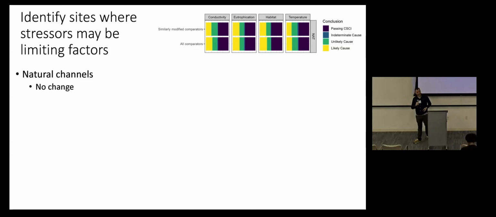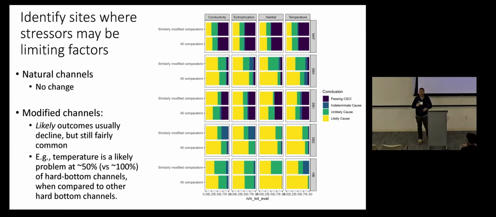You see some pretty different patterns, though, when you start looking at our different classes of modified channels. And again, I'm going to have you focus on the hard bottom channels at the bottom, where first we said that almost all of them were likely having a temperature or habitat problem. Temperature suddenly drops by half. So about half of them, we still see evidence for a temperature problem, but for the rest of them, it's either indeterminate or unlikely.